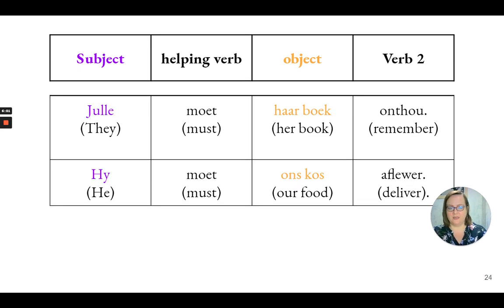Moet. Julle moet haar boek onthou. Hy moet ons kos aflewer. So that moet is must. Julle moet onthou. Hy moet aflewer. Okay, subject, helping verb, object, verb 2. If we had time or a manner in a place, the time would go before the object, manner in place after the object, before the verb, because we're using that STOMPI. So moet, must.